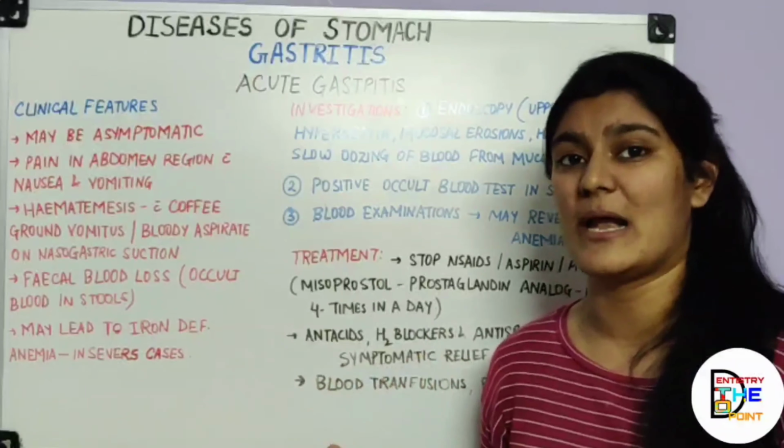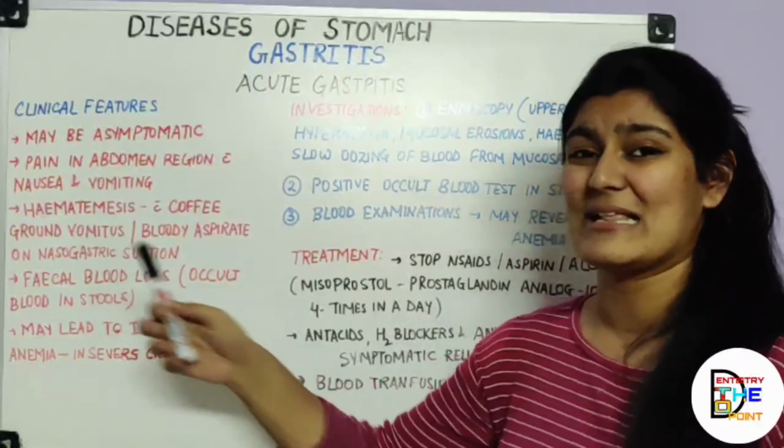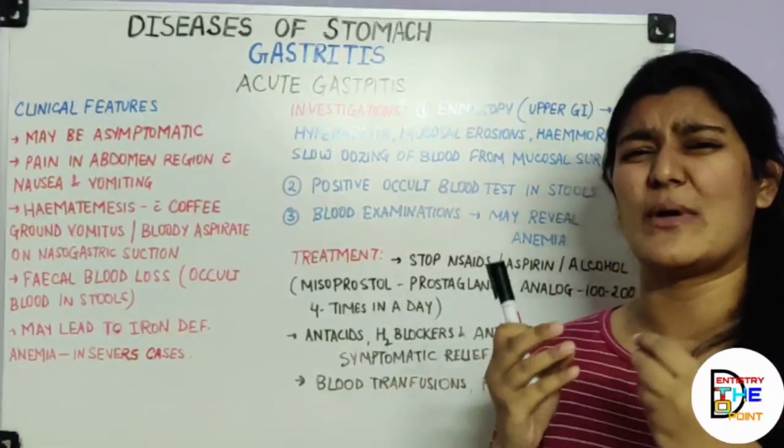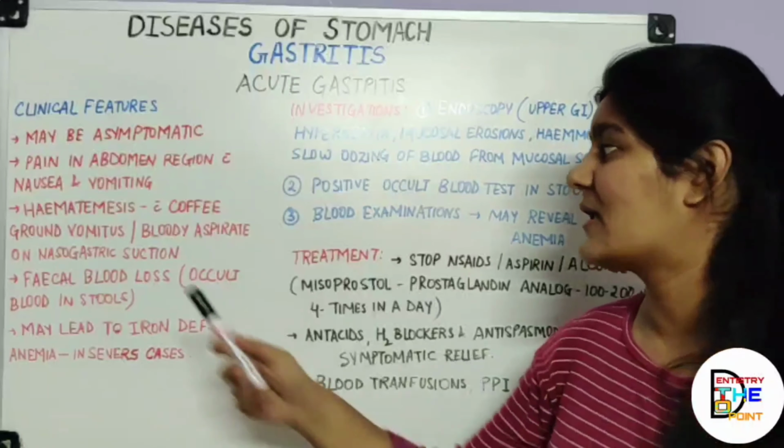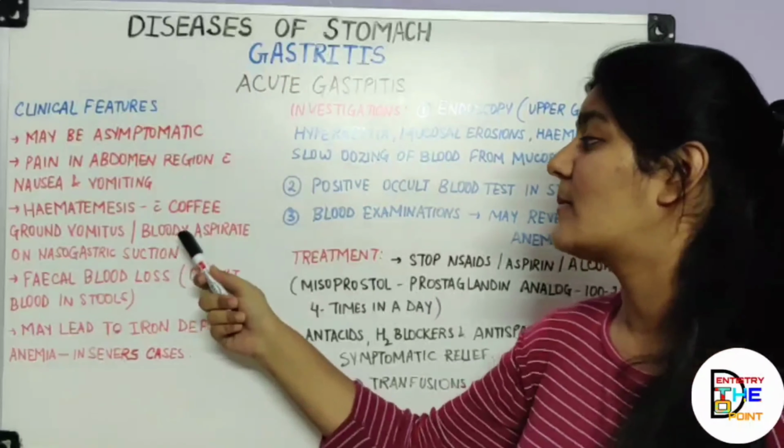Also a specific feature could be coffee ground vomitus, that is the grounded coffee color, a very brownish vomitus, or bloody aspirate on nasogastric suction. Ryle's tube is an instrument which is introduced, and you are going to get a blood aspirate when it is put into the nasogastric region and suction is applied, so it is going to be blood-tinted. Next is fecal blood loss, that is occult blood in the stools.